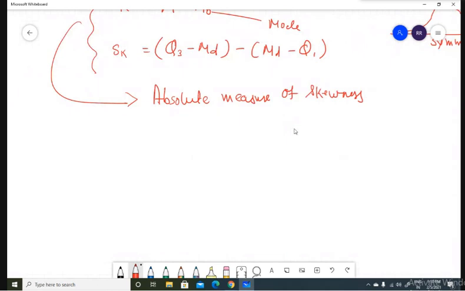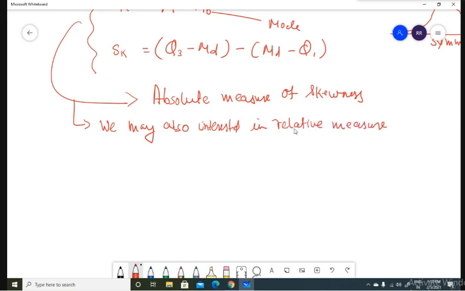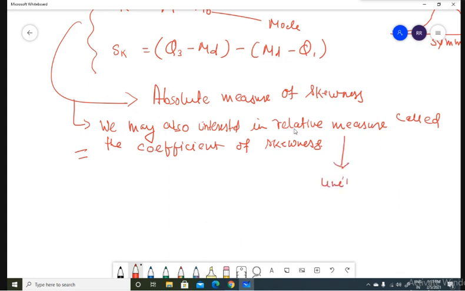But we are also interested in a relative measure, called the coefficient of skewness. Why are we interested in a relative measure? Because a relative measure is a unitless quantity. This relative measure is a unitless quantity.